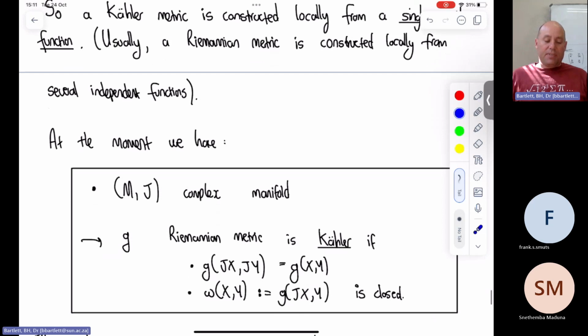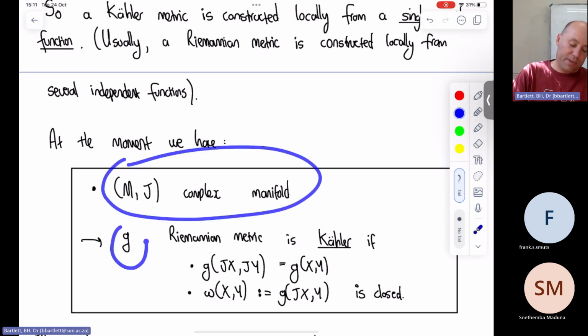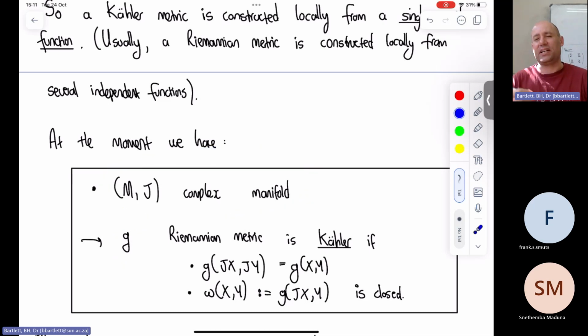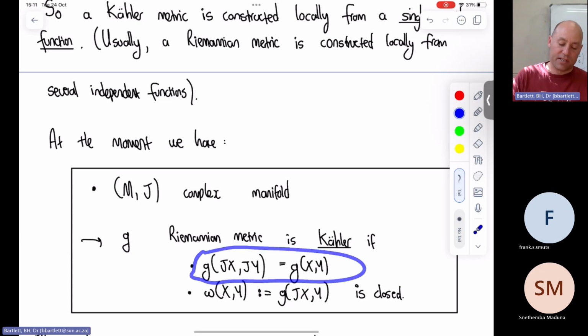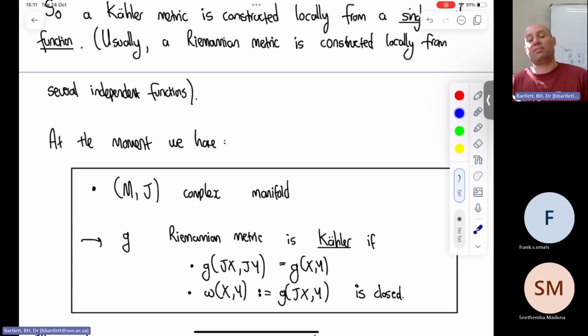So at the moment, what have we got? We started with a complex manifold, and then we defined a Riemannian metric, and we said that a Riemannian metric is Kähler if it's compatible with the complex structure in the sense, firstly, on each tangent space, you want this to hold, and then you also want the local condition that the associated fundamental form is closed, which is telling you how G is varying locally.